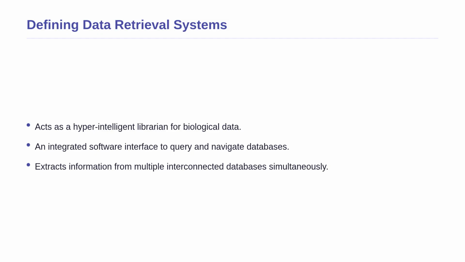This brings us to the solution: data retrieval systems. Think of these as the ultimate hyper-intelligent librarians for biological data. Formally, a data retrieval system in bioinformatics is an integrated software interface. It allows users to query, navigate, and extract information from multiple interconnected biological databases, all at the same time. It is essentially a highly specialized search engine, much like Google, but specifically designed to understand biological terms and fetch exactly what you need in mere milliseconds.